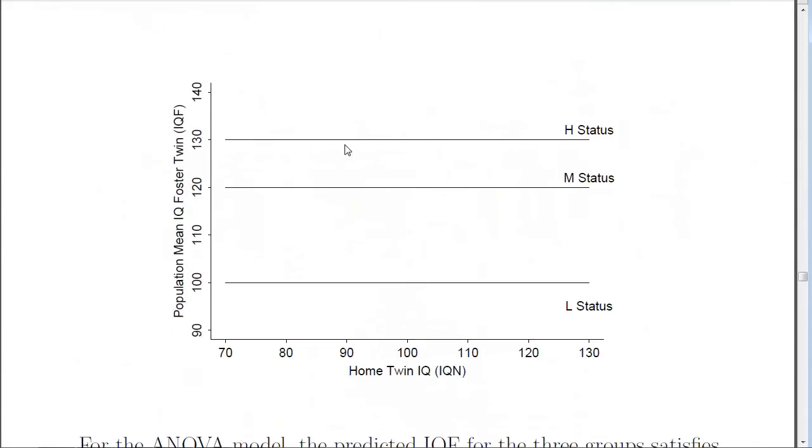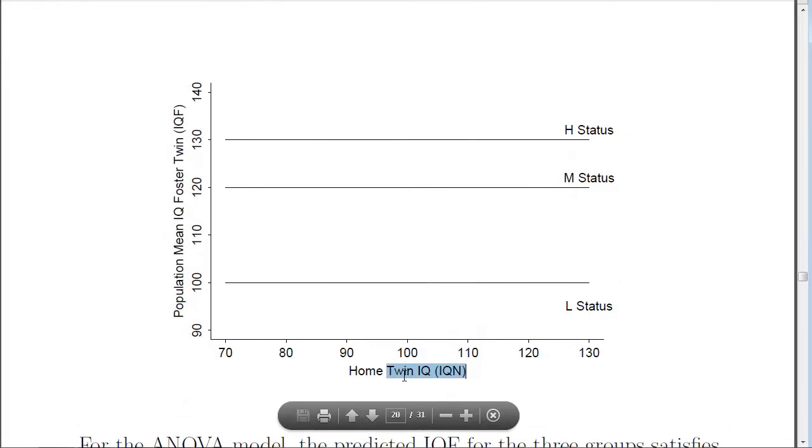So that sort of looks like this. Okay, slopes are equal to 0, but different means. And so at the end of the day, we don't care about the natural IQ. We only care about the means, the differences in foster twins based on social status.